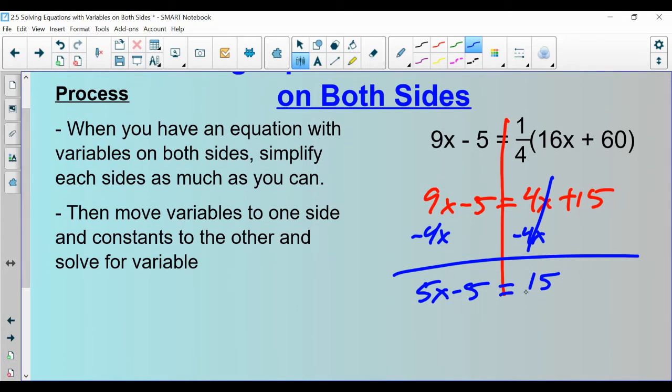Now I have a two-step equation. Add 5 to both sides. x is equal to 4.